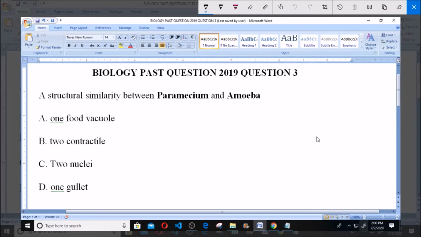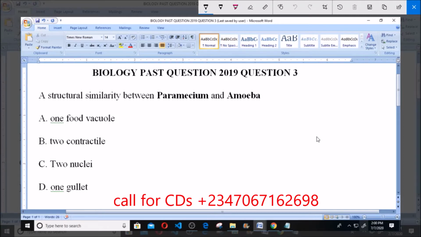Today we'll be dealing with Biology Past Question 2019, working on question 3. The structural similarity between Paramecium and Amoeba is: A. 1 food vacuole, B. 2 contractile vacuole, C. 2 nuclear, D. 1 gullet.